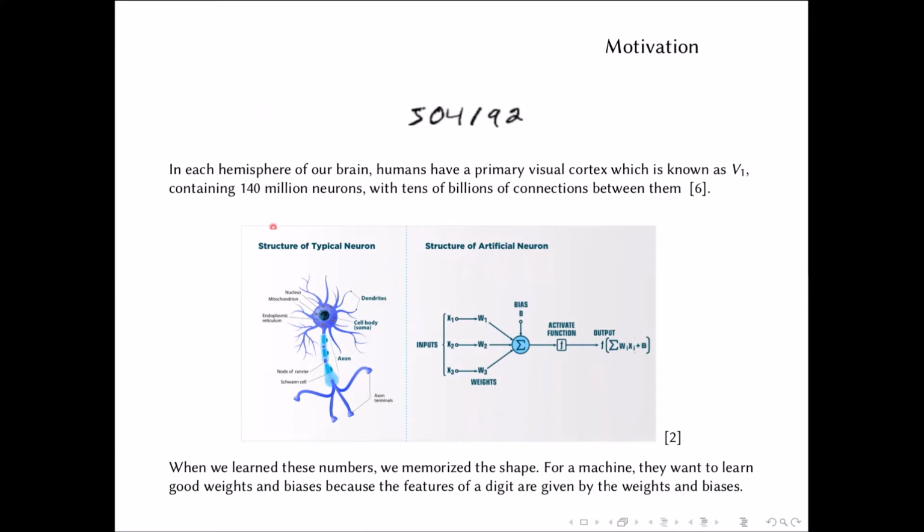So let's look at the picture below. On the left side, we have the structure of a human neuron. First we have the dendrites, where we collect the information. Then we have the cell body and the axon. At the end of the axon, we have axon terminals, where it connects to the next neuron. So we have 140 million of this structure in our brain.